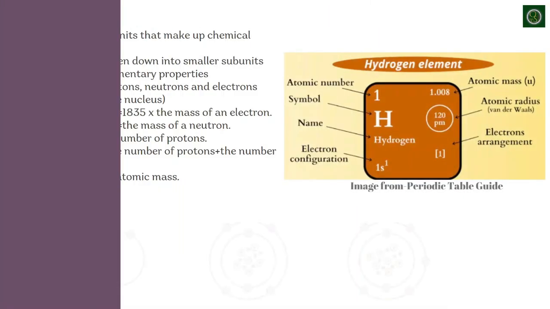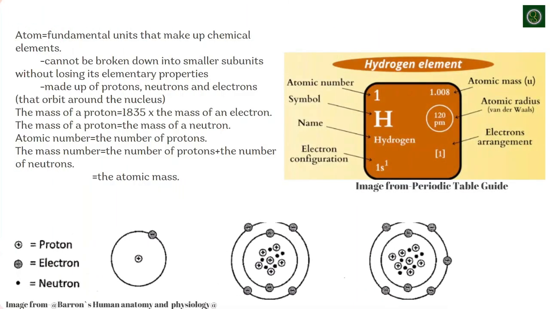Atoms. They are the fundamental units that make up chemical elements. An atom cannot be broken down into smaller subunits without losing its elementary properties. They are made up of protons, neutrons, which are also called nucleons, and electrons that orbit around the nucleus. The mass of a proton is about 1835 times greater than the mass of an electron. The mass of a proton is equal to the mass of a neutron.